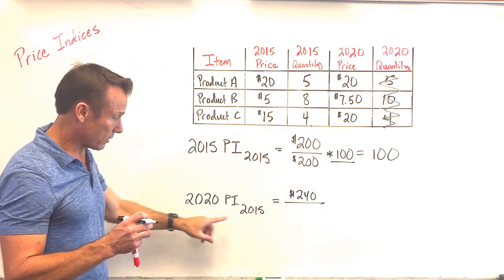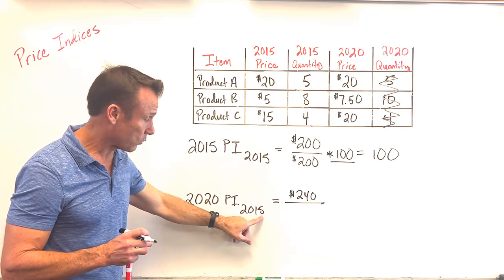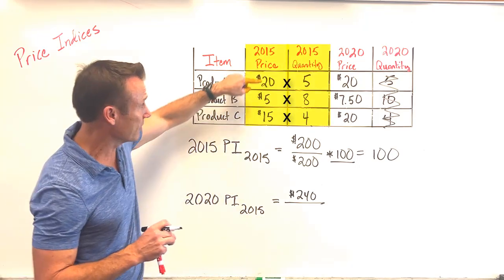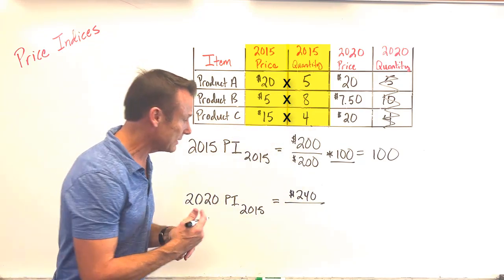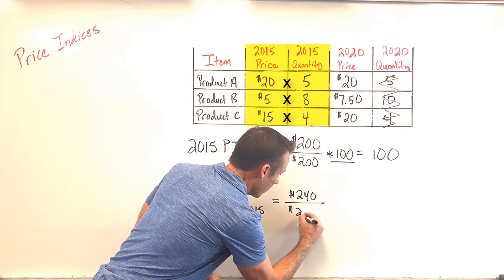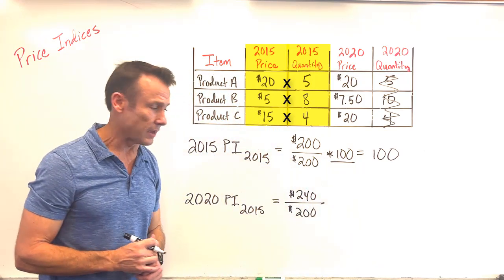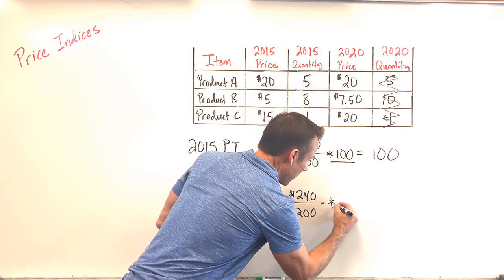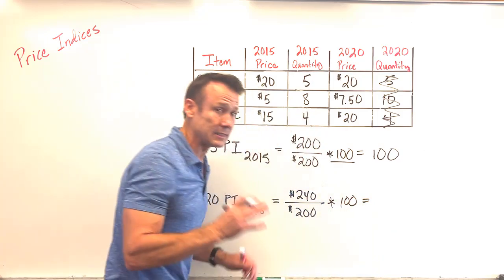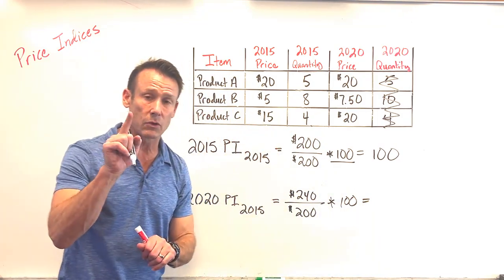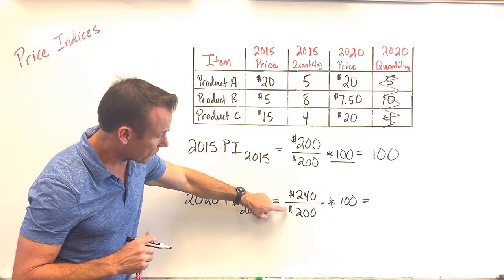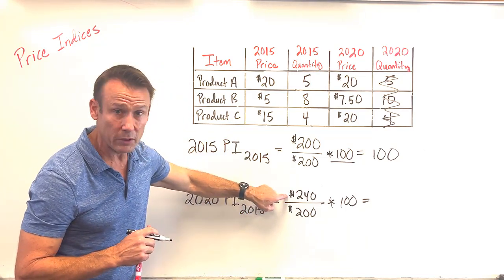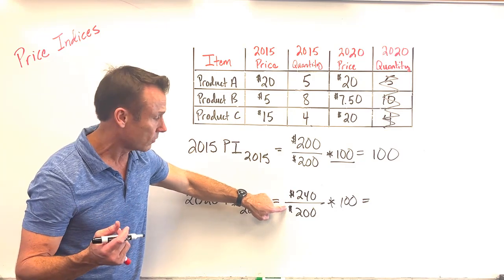Now, we're gonna, again, check that market basket out with 2015 prices. Well, we've done that quite a bit, right? 20 times 5, 5 times 8, 15 times 4. Okay, again, we're using the same quantities. We're gonna get 200. We know that, we've already done that. Well, we're then gonna multiply by 100. Why? Because price indices, yes, are in percentage terms, even though you don't write the percent symbol. So if we do this, this reduces to 1.2 over 1, which is just 1.2, right?